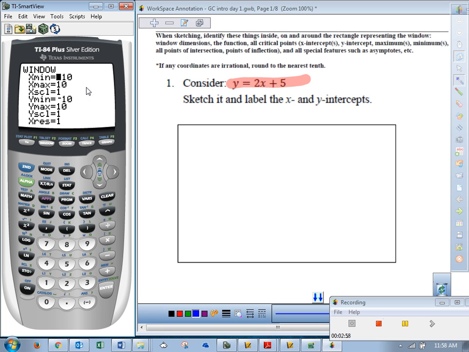So check this out. I've changed from my window. I want to get back to the graph, right? I want to see the graph of this thing again. If you hit this button right here that says graph, it will take you back to the graph. And our job is to make an accurate sketch of this.